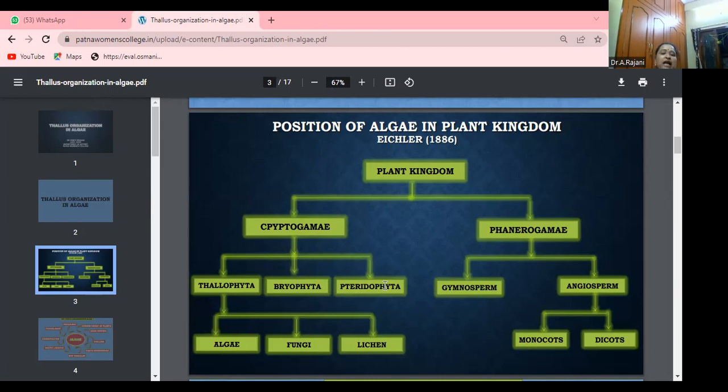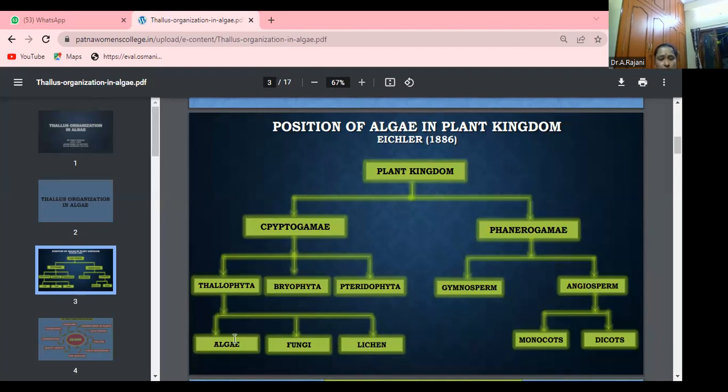We will study the structure of the plant and how it is made up. Thallophyta is again divided, but I will explain only algae today. In the future classes I will explain each and every one of these. First I will explain algae completely. In thallophyta, based on the structure of the plant, there are three parts: algae, fungi, and lichen. Lichen you already studied in degree first year.